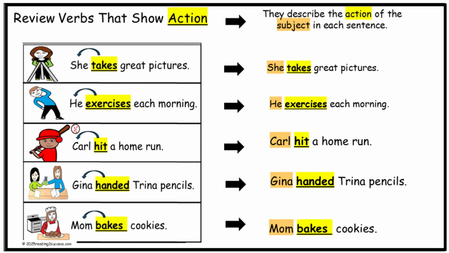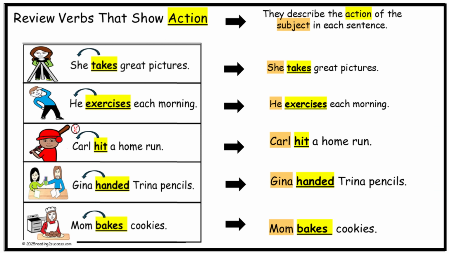First, we will begin by reviewing action verbs with kids. Action verbs describe the action of the subject in each sentence. Let's look at the first sentence. She takes great pictures. The action verb takes describes what the subject she is doing. She takes great pictures. The next one, he exercises each morning.